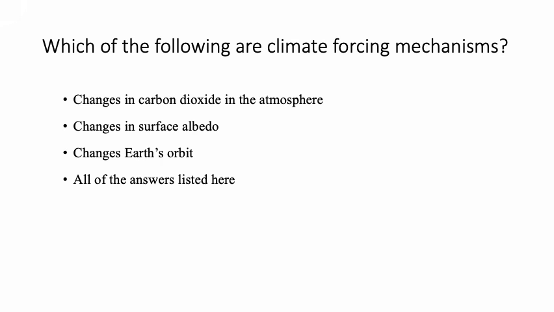Which of the following are climate forcing mechanisms? Changes in carbon dioxide in the atmosphere, greenhouse gas, obviously. Changes in surface albedo, changes in Earth's orbit, or all of the answers listed here? Well, definitely CO2, because that's a greenhouse gas, and that's an important forcing. Changes in surface albedo definitely affect the outgoing shortwave radiation, and changes in Earth's orbit, although that happens on a very long time scale, that also is a climate forcing mechanism. So the answer is all of the answers listed here.